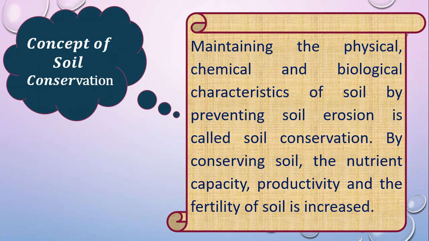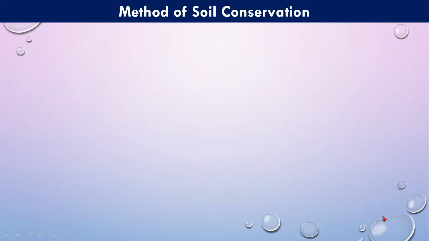Another thing you have to remember is that about 10% every year, the application of chemical fertilizer is increasing day by day in the soil. So you can decrease the application of chemical fertilizer by 10% if you follow this soil conservation process.